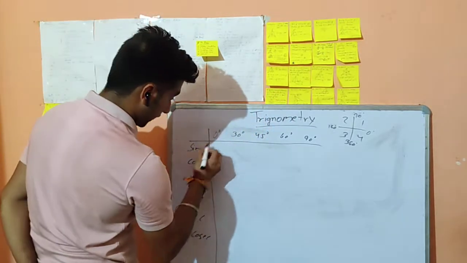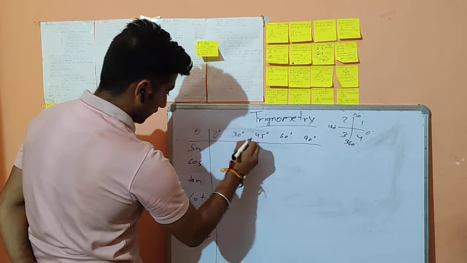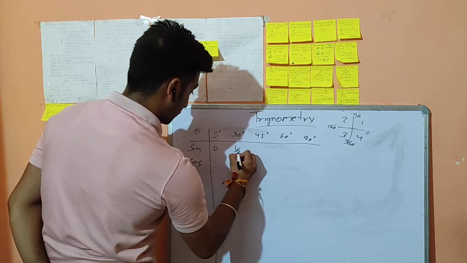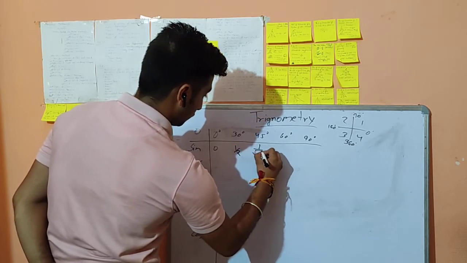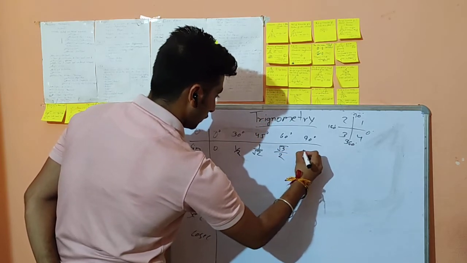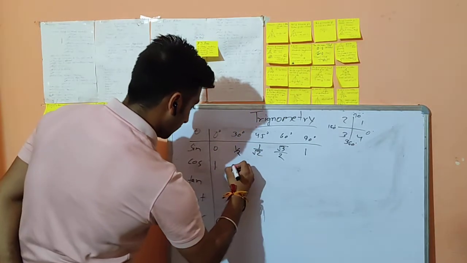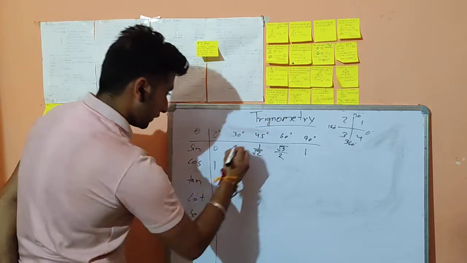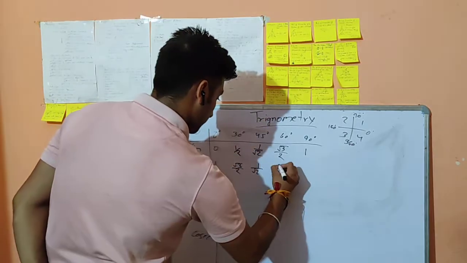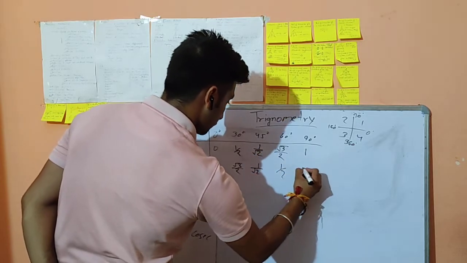I'll tell you. Sine at 0 degree, that is the value of theta, is 0. Sine 30, it is 1 by 2. 45, 1 by under root 2. 60, under root 3 by 2. 90, 1. Cos at 0 degree is 1. 30 degree, under root 3 by 2. 45, same, 1 upon under root 2. And cos theta at 90 degree is 0.